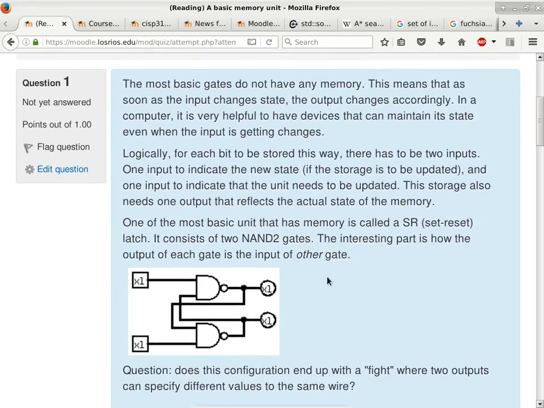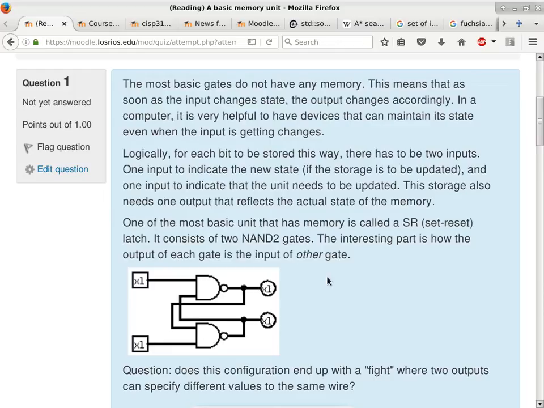So we'll start with this part here. I'm just reading out the first paragraph: the most basic gates do not have any memory. What that means is they cannot retain state at all. As soon as the input changes state, the output is going to change. It's just like your adder or your subtractor. The moment you change the input pins to your adder or subtractor, the output pins will change their state immediately. There's no such thing as memory; they cannot retain any information, which is actually very important.